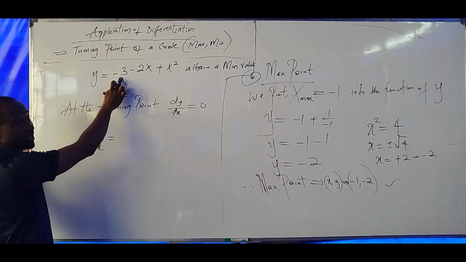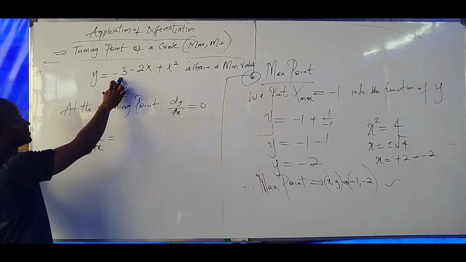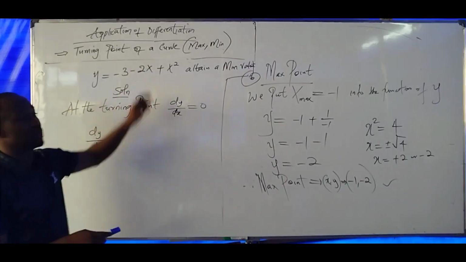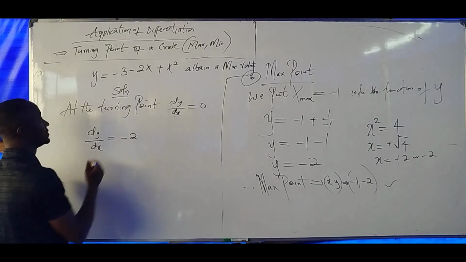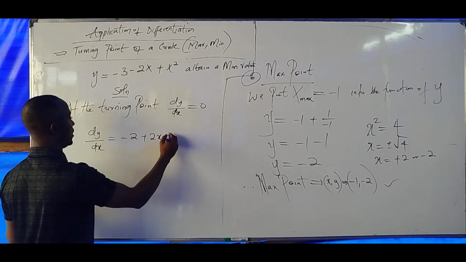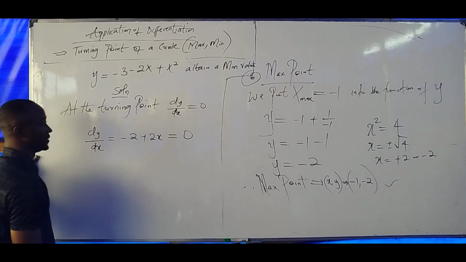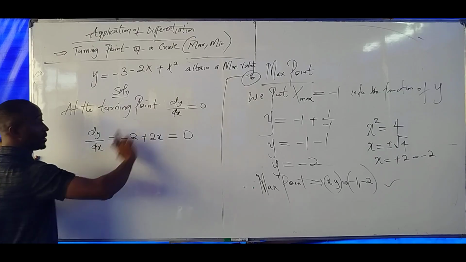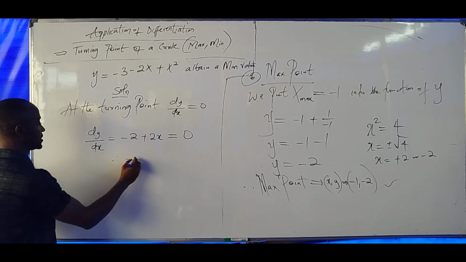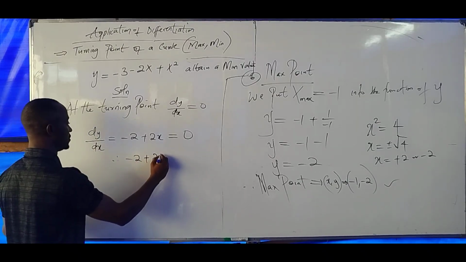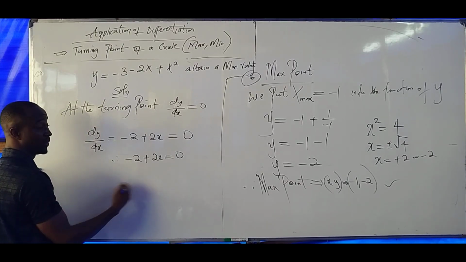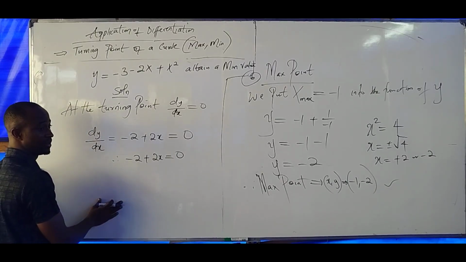Differentiate this, what do you have? When you differentiate any constant, the answer is 0, right? Differentiate minus 2x, what do you have? Minus 2. Differentiate x squared, what do you have? Plus 2x. All is equal to 0. So we can move this minus 2 to the other side. It becomes plus 2. Or this is the same as minus 2 plus 2x equals 0. So when you move it, you can add 2 to both sides.